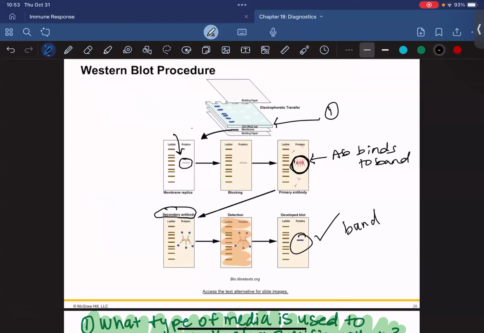And that's what the second arrow is down here. Putting it onto, and I say membrane, it's like a piece of paper that is attracted to protein. And so you'll transfer it electrically onto that. So that whole picture that you made with your little bands, instead of looking at it in the gel, you're just going to transfer all of that to that little paper.